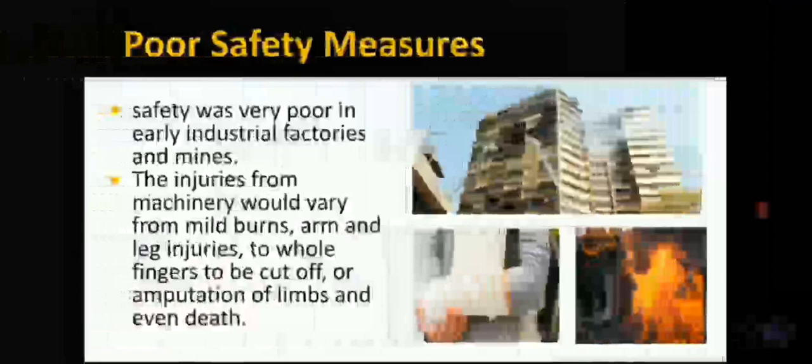Safety was very poor in early industrial factories and mines. The injuries from machinery would vary from mild burns, arm and leg injuries, to whole fingers being cut off, or amputation of limbs and even death.